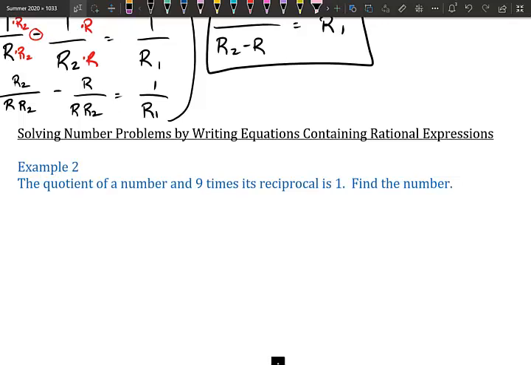Solving number problems by writing equations containing rational expressions. So kind of like what we did back in chapter 2, but now with fractions. Okay, so let's read it. The quotient of a number and 9 times its reciprocal is 1. Find the number.